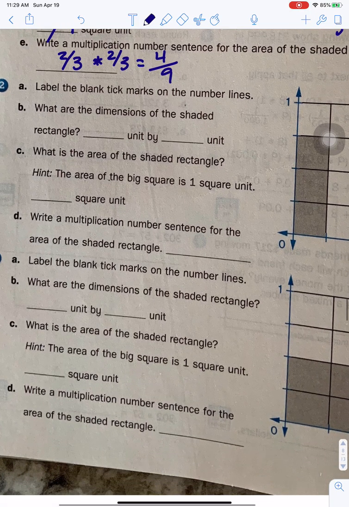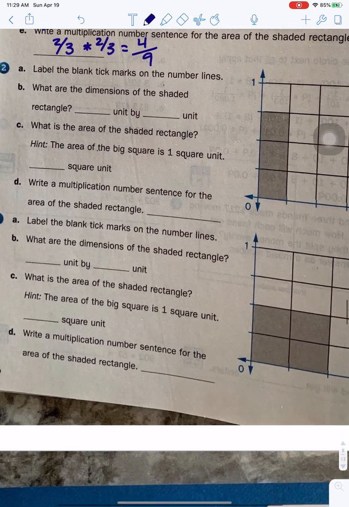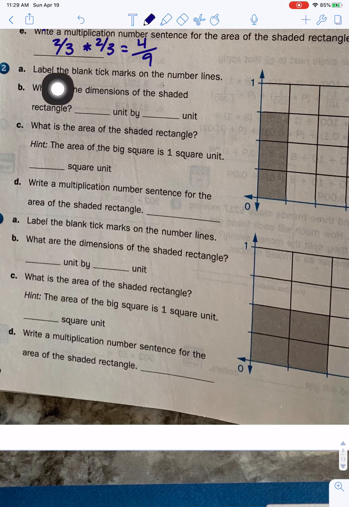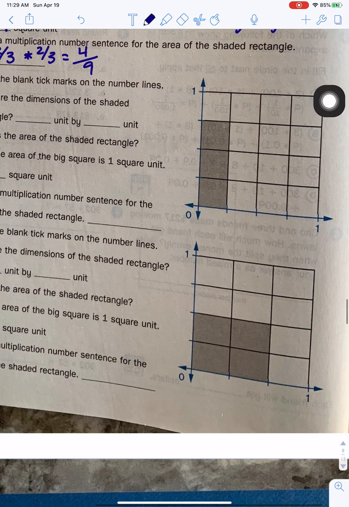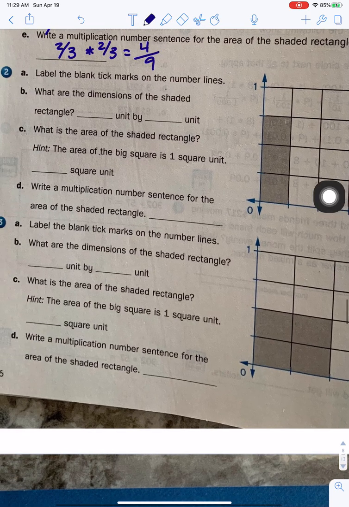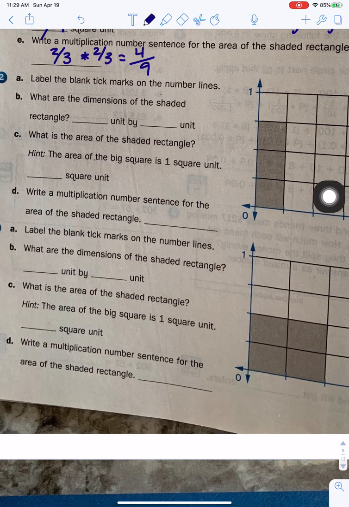For number 2, label the blank tick marks on the number lines. Let's take a look at the tick marks. I think the tick marks are over here on the side. So part A, label the blank tick marks on this number line. I'm going to see what this is divided by. There's 1, 2, 3, 4.